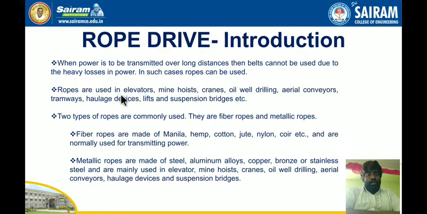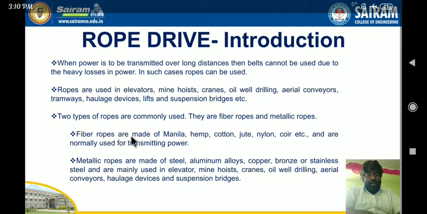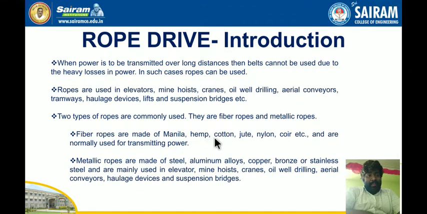Normally ropes are used in elevators, main hoists, cranes, oil well drilling, lifts, and suspension of bridges, etc. There are two types. One is fiber ropes, made of manila, hemp, cotton, jute and the like. The other is metallic ropes, made of steel, aluminum alloys, copper, bronze, etc.